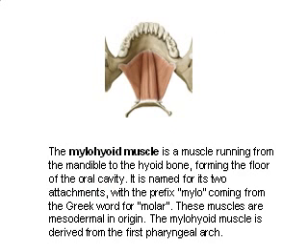The mylohyoid is a muscle running from the mandible to the hyoid bone, forming the floor of the oral cavity. It is named for its two attachments, with the prefix mylo coming from the Greek word for molar. These muscles are mesodermal in origin, and the mylohyoid muscle is derived from the first pharyngeal arch.